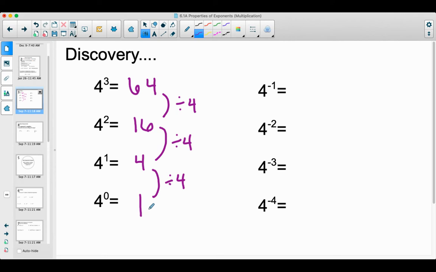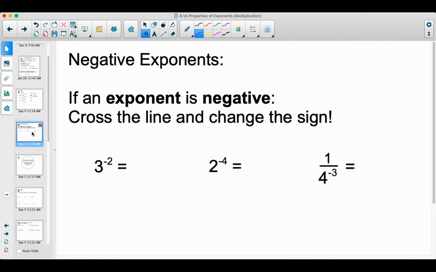And if we continue that pattern, if I take 1 and I divide it by 4, I'm going to come up here, the 4 to the negative 1 is going to become 1 over 4. And if I divide by 4 again, I end up with 1 over 16, which is the same thing as 1 over 4 to the second. So notice when I have a negative exponent, what happens is we cross it, we go down to the bottom, and it becomes a positive 2 instead of a negative 2. So let's put those in our notes. A negative exponent, what we need to do is cross the line and change the sign.